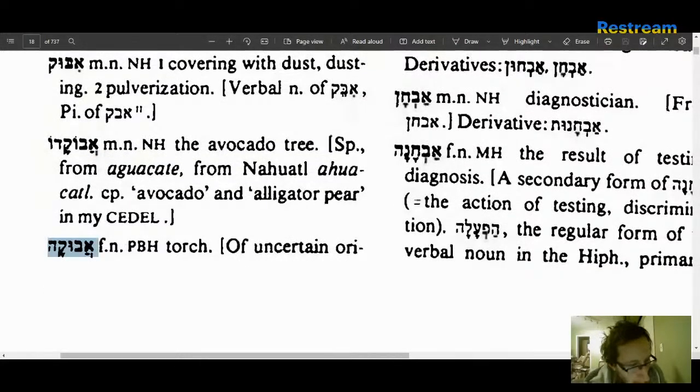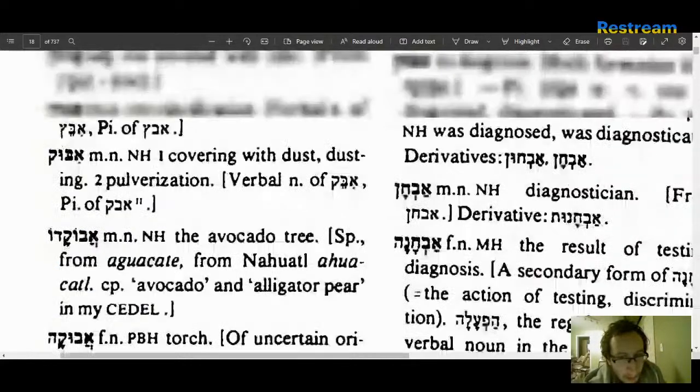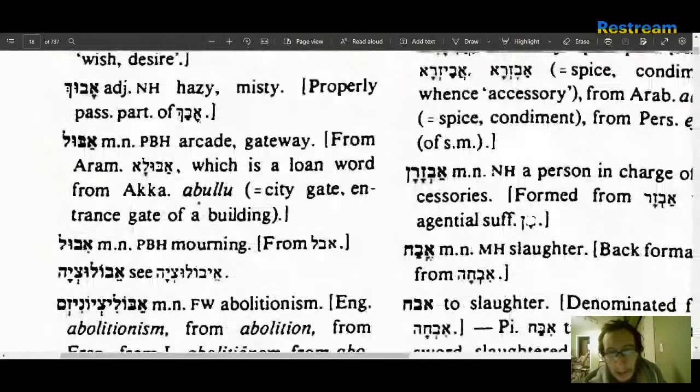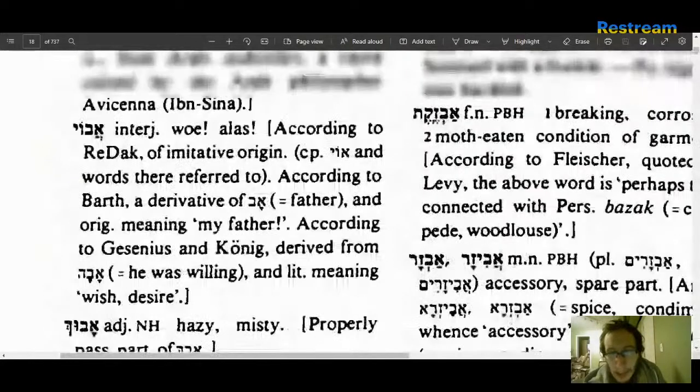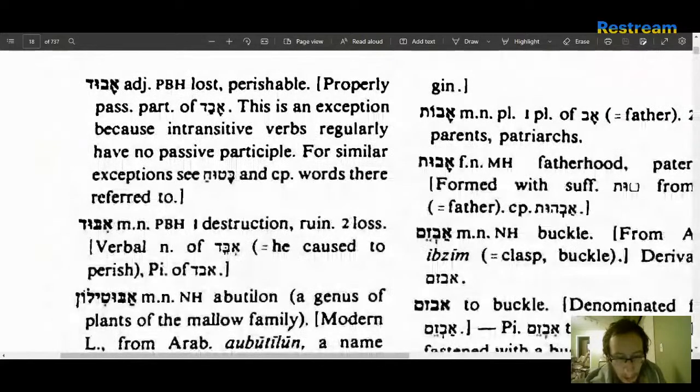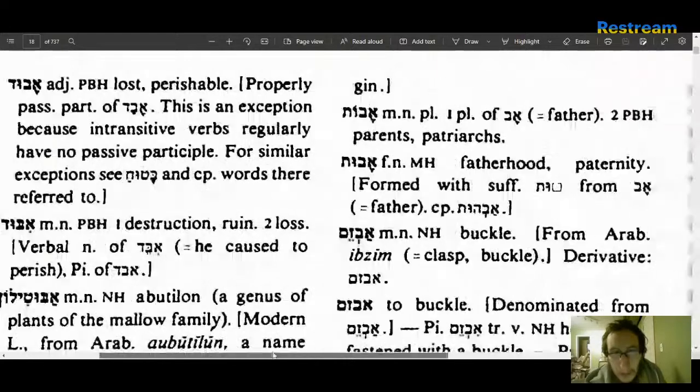But just like English borrows from other languages, modern Hebrew does the same thing. And even ancient Hebrew did the same thing. They borrowed from languages at that time. So keep in mind that not every Hebrew word in the Old Testament is a Hebrew word. It actually is borrowed from other languages.